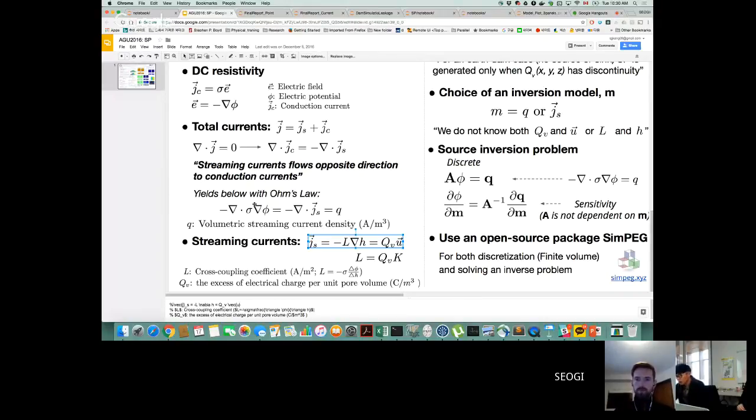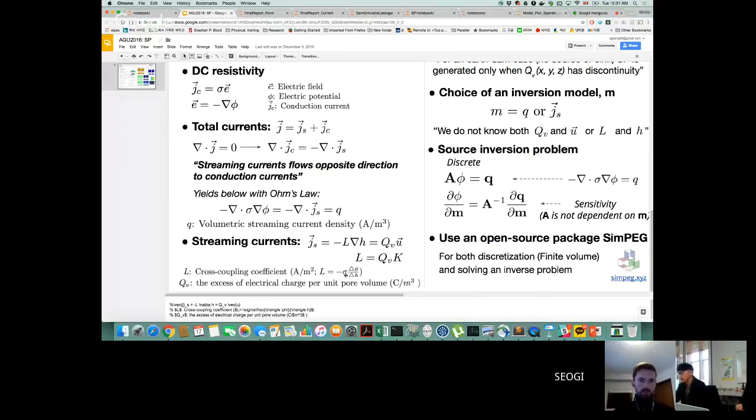So now you need to know what streaming currents are. We define streaming currents like this. It's a different constitutive relationship. Here L is the key parameter, which is called the cross-coupling coefficient. It's actually how much electrical potential is generated due to the hydraulic head difference, so it's delta phi divided by delta H.